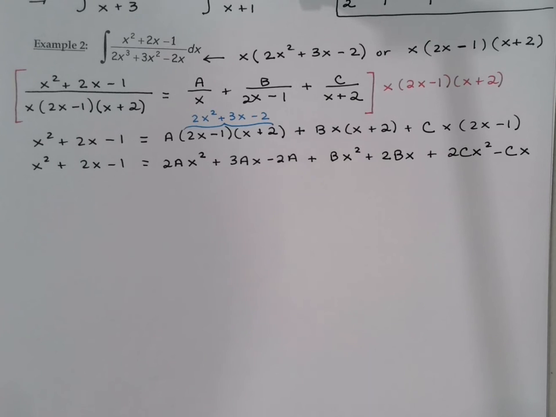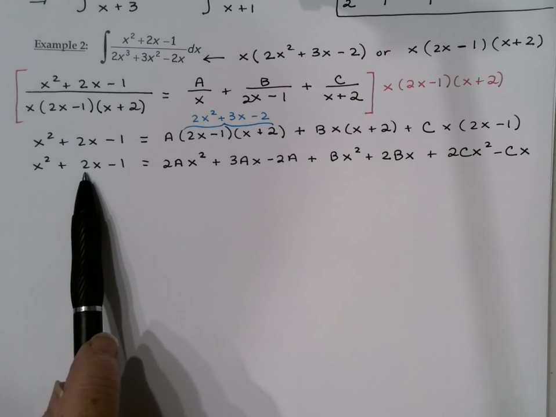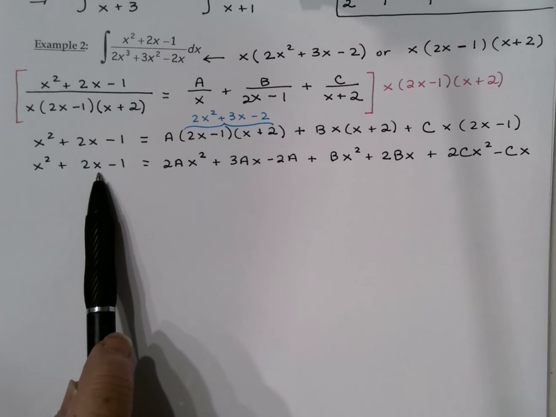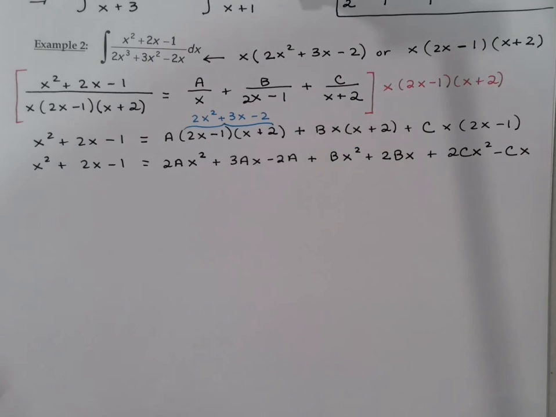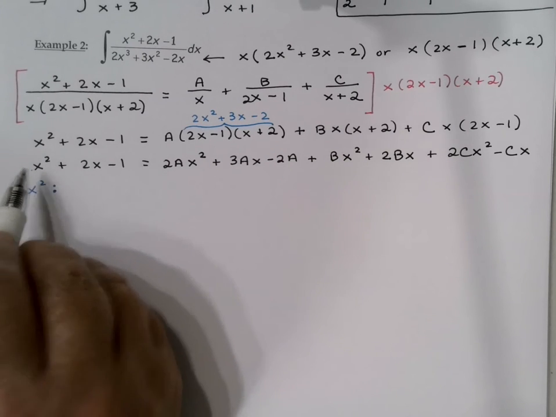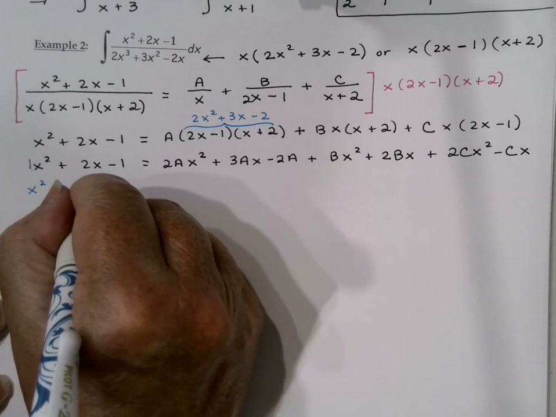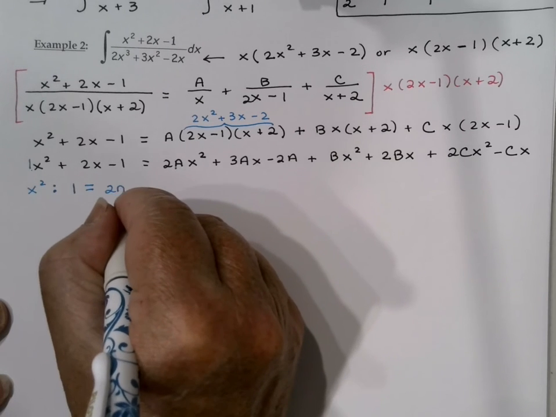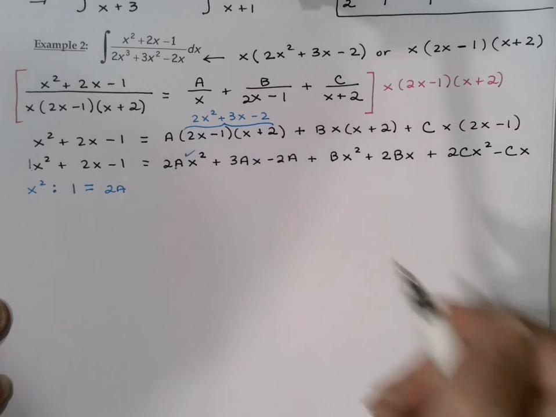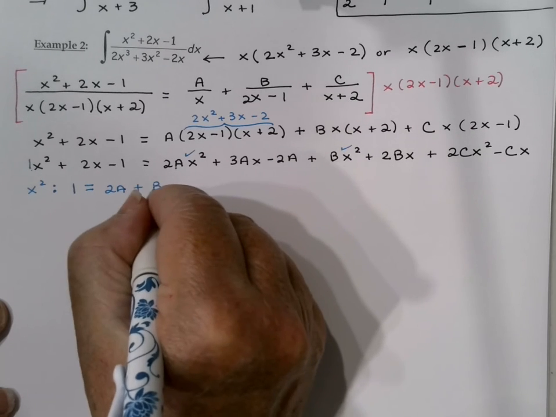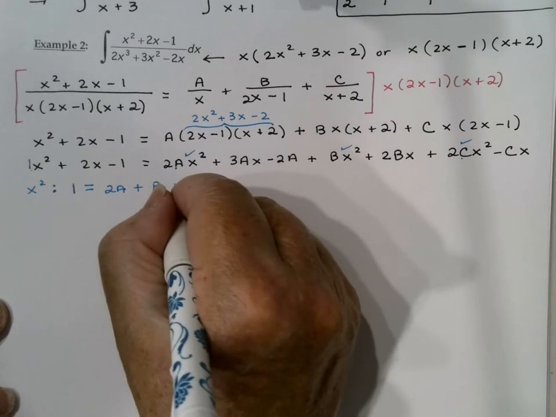All right, we're going to do something very similar to what we did last time, but this time there are 3 types of terms. X squared terms, x terms, and constant terms. So for the x squareds, on the left, there's just one x squared. On the right, I have 2a. I'm just going to make a little check mark when I use these so I make sure I don't forget anything. Plus b plus 2c.